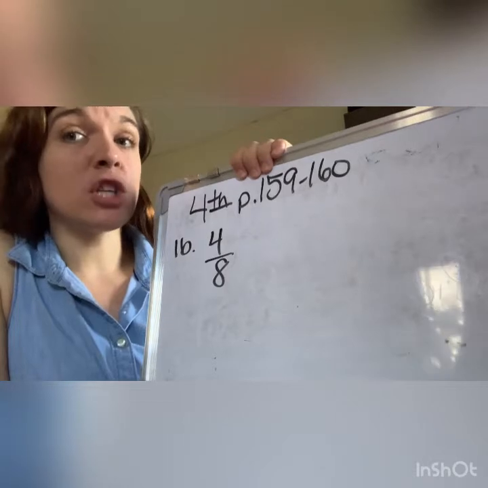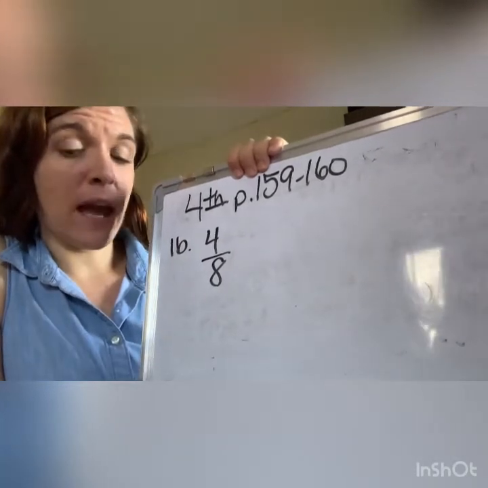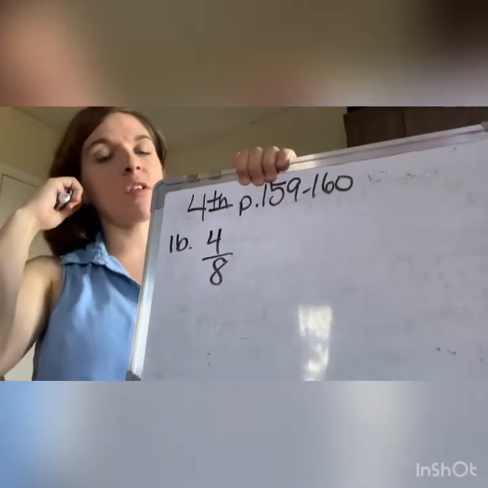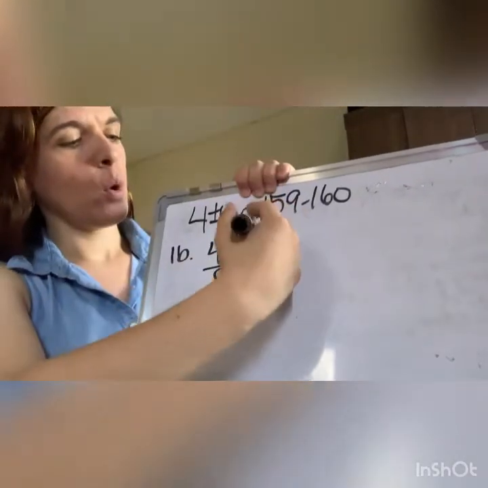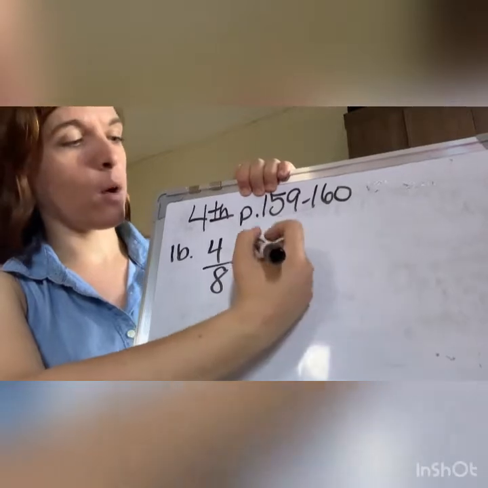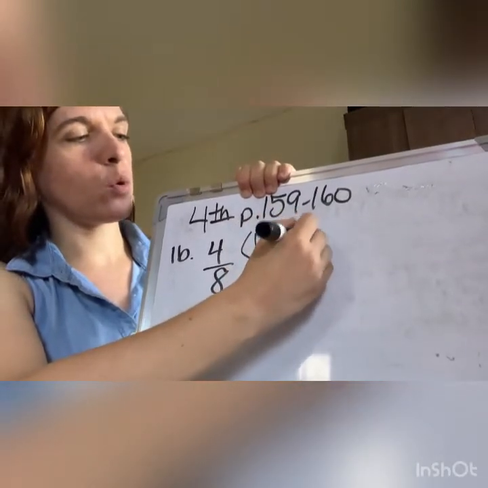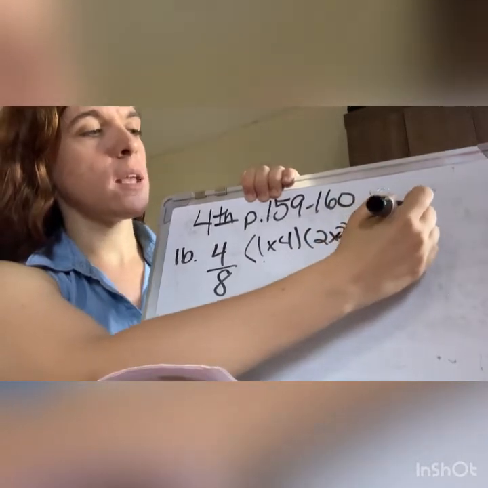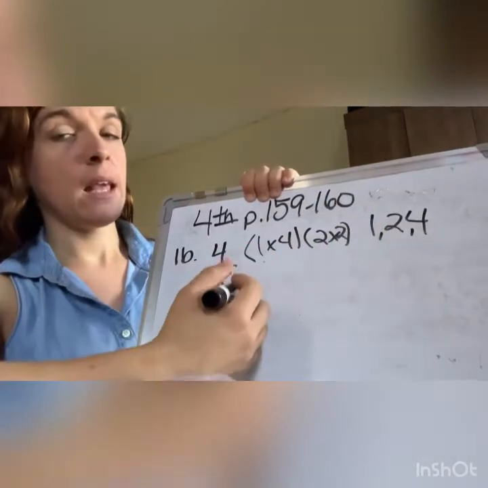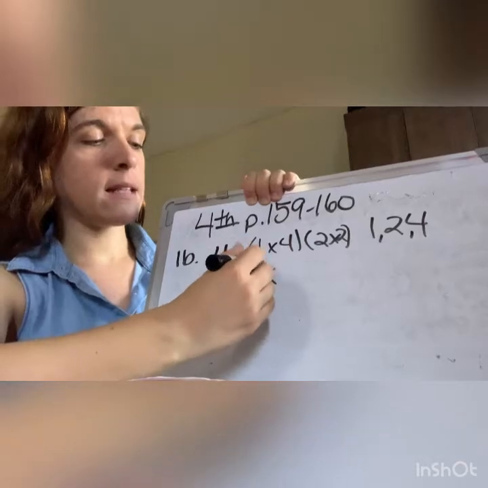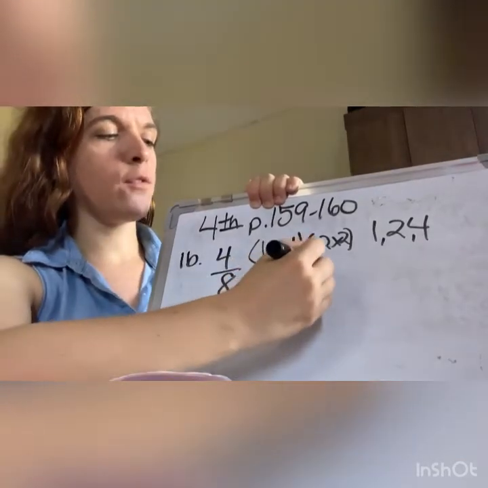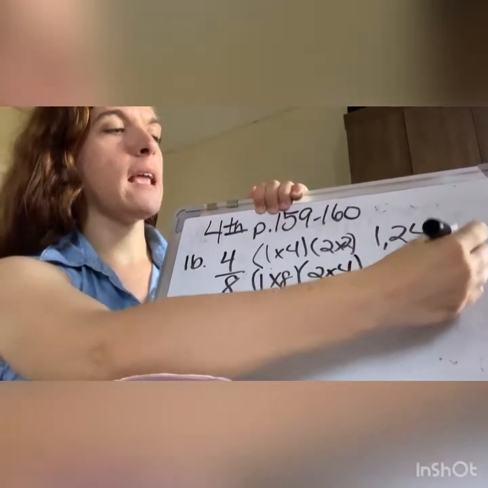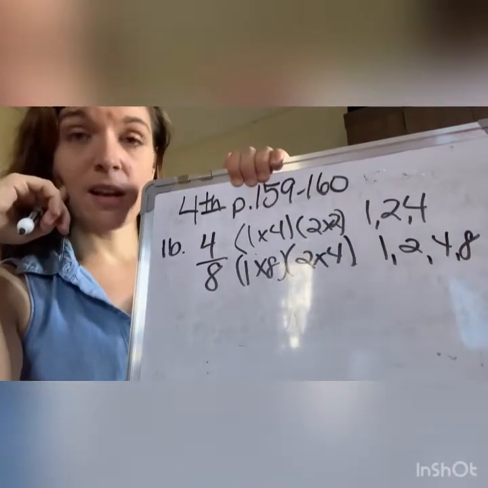Look at letter B. Here you're looking for GCF. Okay, remember what you have to do with GCF, right? Your pairs of factors. Like, let's do this one. 4. What's my pairs of factors of 4? 1 times 4, 2 times 2. So what are my factors? 1, 2, and 4, right? 8. 1 and 8. 2 and 4. 1, 2, 4, 8. So what's my greatest common factor?